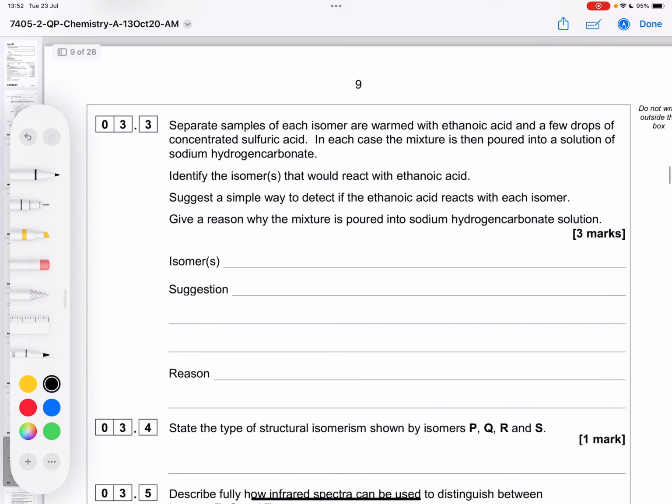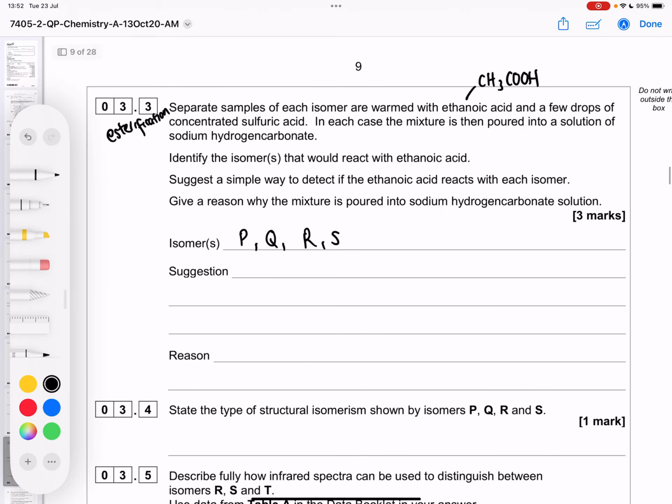Separate samples of each isomer are warmed with ethanoic acid and a few drops of concentrated sulfuric acid. So this is esterification, acid plus alcohol, so only the alcohol ones would react. So which isomers would react? So the alcohols were everything except the last two, so P, Q, R and S, but not T and U. Suggest a simple way to detect this. Well, we should get a sweet smell of an ester.